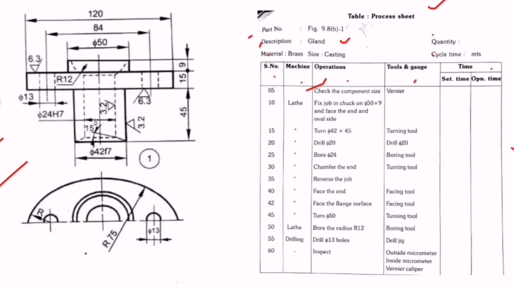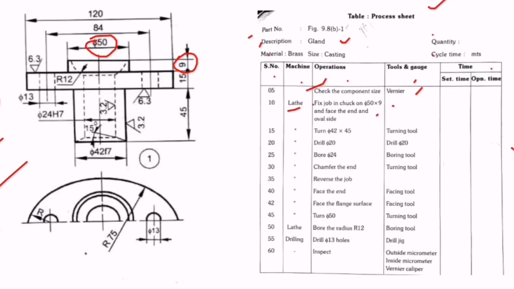First one is check the component size. Every process sheet starts with checking the component size or checking the casting. First of all we need to check the component size with vernier calipers. Next, fix the job in chuck on 50 diameter into 9, this is 50 and this is 9. So 50 into 9, and face the end and oval side on lathe machine.